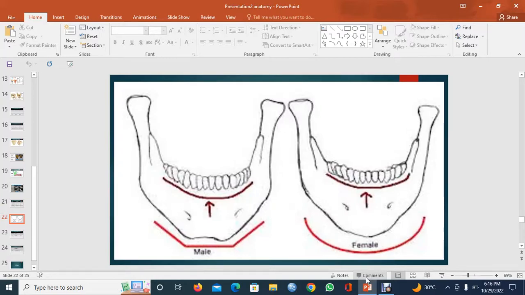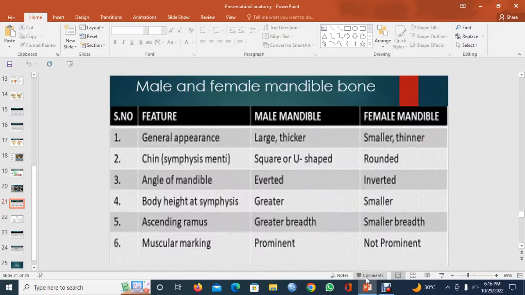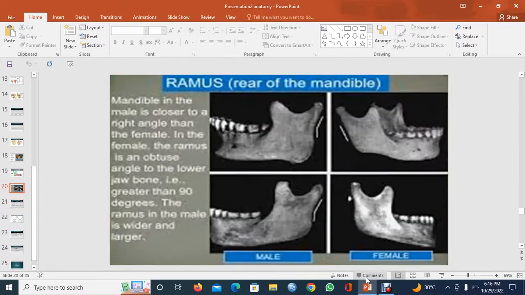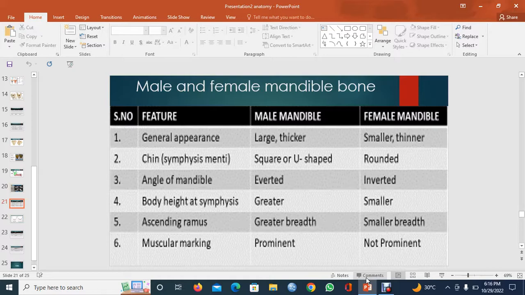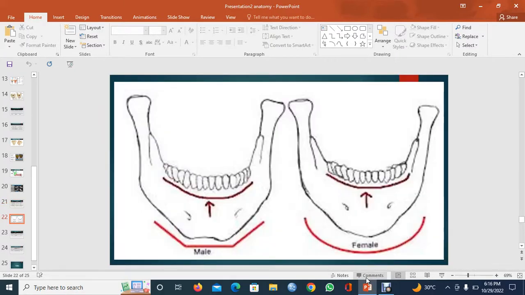Here you can see the U-shaped male mandible, and in case of female it is rounded, and the symphysis and the distance between, you can see here, ascending ramus and mandible prominent, that is body height of the symphysis is greater in male, whereas in case of female mandible it is smaller, where you can see body height of the symphysis is lower.